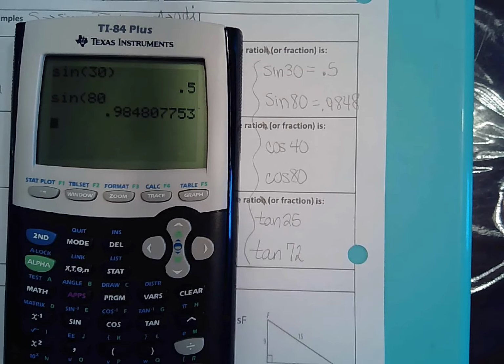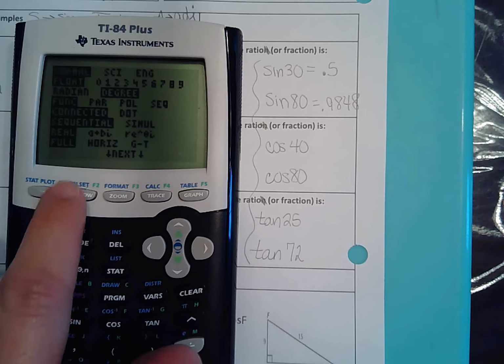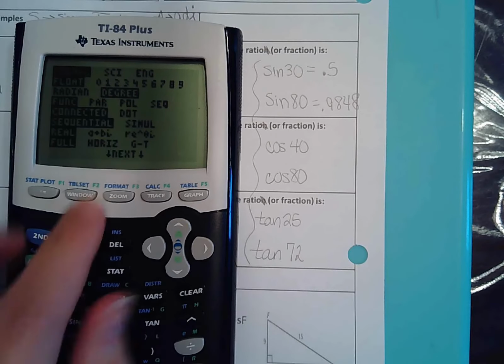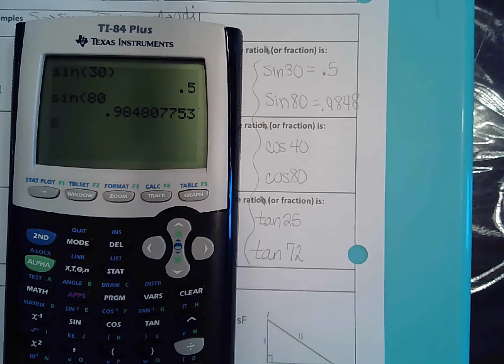So you need to, excuse me, you need to hit mode. And can you see how there's radians here where I'm pointing and then degree? You want to make sure degree is highlighted. If your radian is highlighted like that, you need to go over to degree, hit enter, and now you're good. You can hit clear and you're going to be back. You should be able to test sine of 30 and sine of 80 and get what I got.